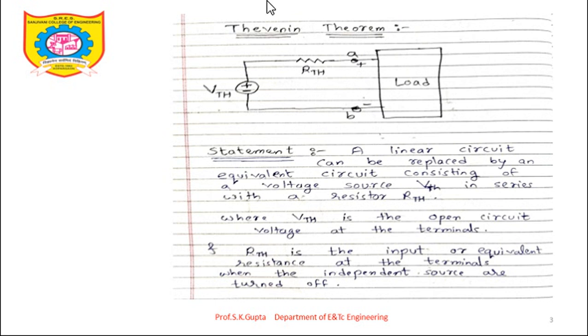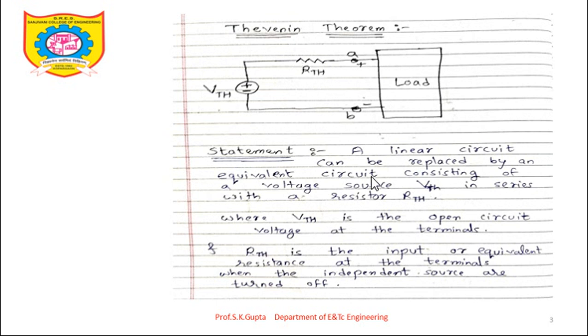So what actually we are doing in Thevenin theorem, we are replacing one big circuit with one voltage source VTH in series with one resistance RTH.